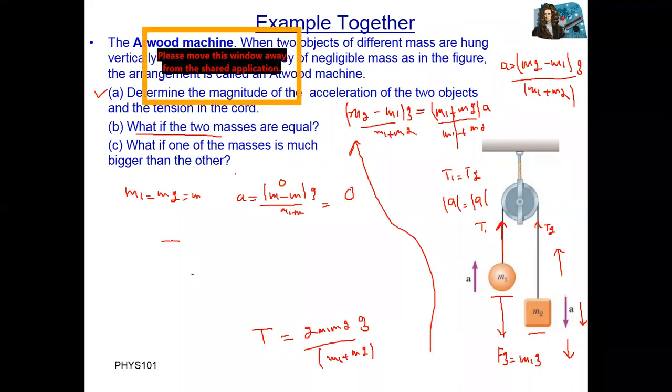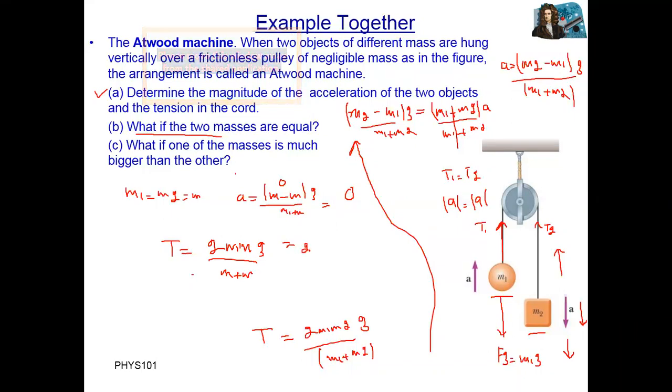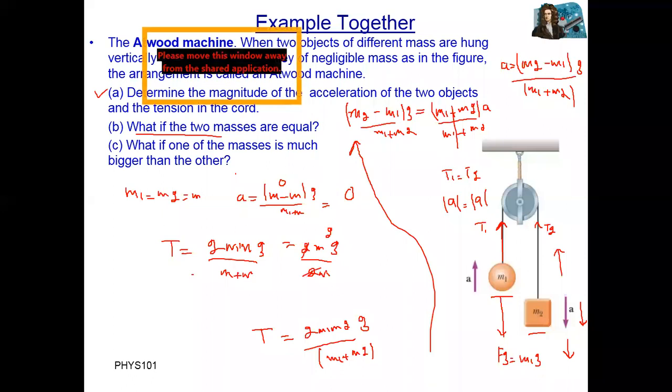What about tension? Tension is 2, we have m, then we have another m, and g, divided by m plus m. So we actually have 2 m squared g divided by 2m, since m plus m is 2m. The 2 cancels with 2, and one m cancels with one m, so we only have m and g. So tension in the string is equal to mg, only the gravitational force downward. Mg.